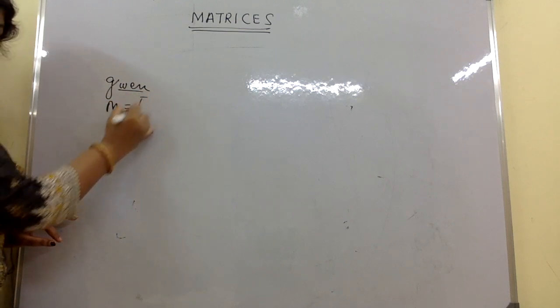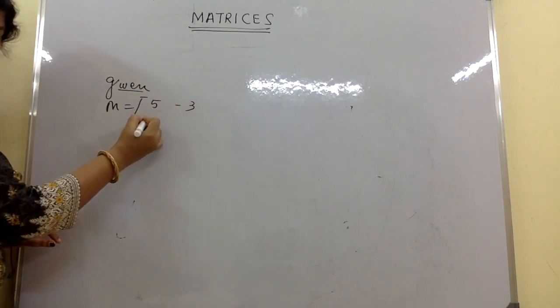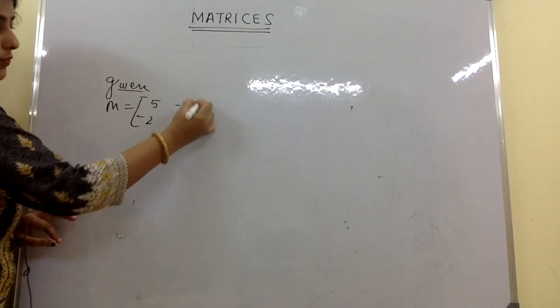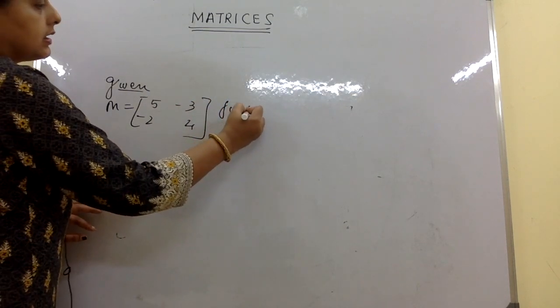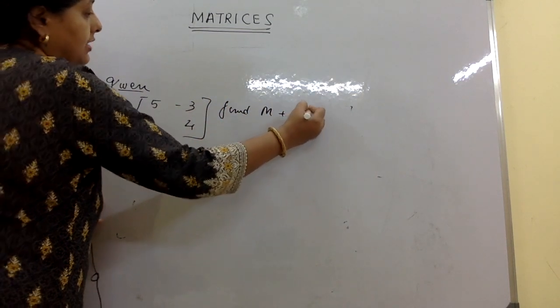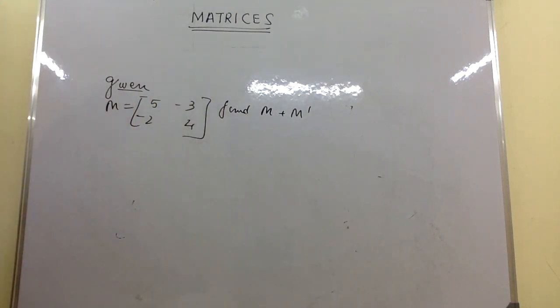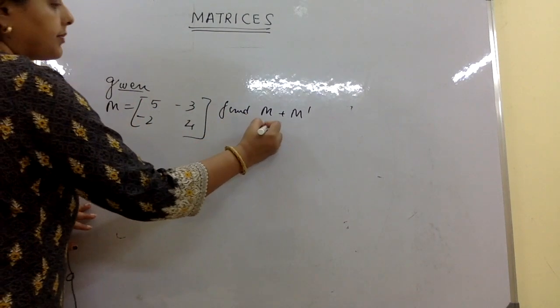Given m is equal to 5 minus 3 minus 2, 4. Okay, and what you have to do, the question goes like this: find m plus m dash. Now m dash you already know is the transpose, and m dash minus m.